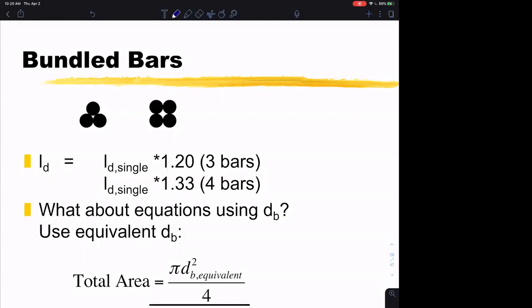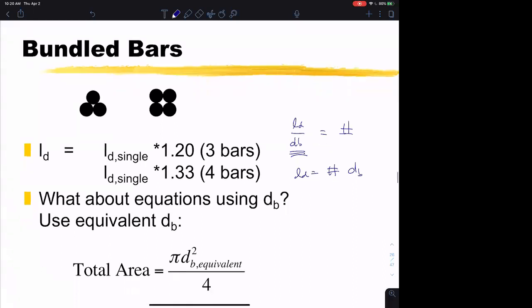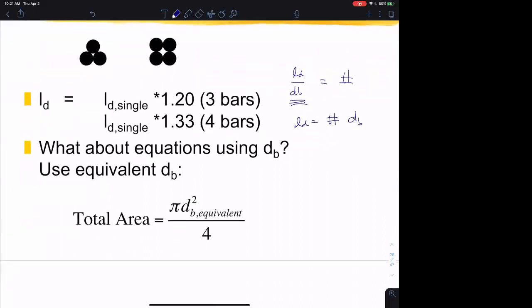But remember, the equation is LD over DB. What do you use for that? Okay, because you're going to get some number, and so LD is going to be that number from the table, but you need to multiply it by a bar diameter. Do you use the bar diameter of 1 bar? Or what you do is you get an equivalent diameter by taking the total area of the 3 or 4 bars, set it equal to a fake single bar, and then find, so this is the area of 1 bar. So this is the area of 1 equivalent bar, and figure out what that diameter is, and that goes in there.